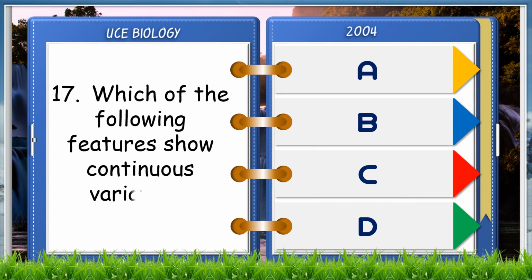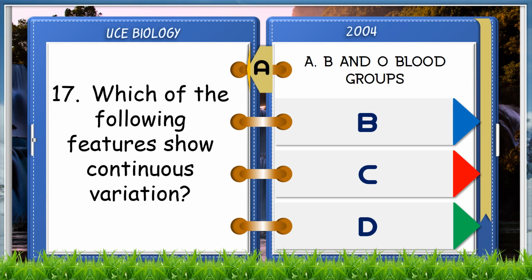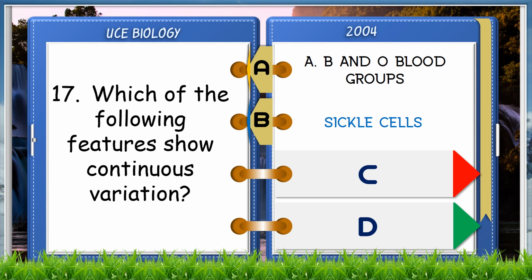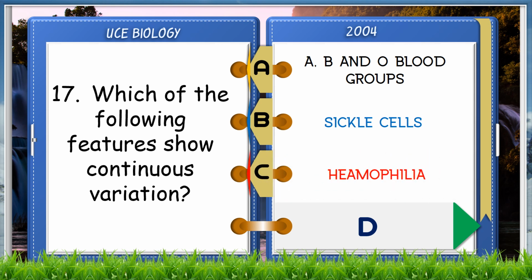Which of the following features show continuous variation? A. A, B, and O blood groups. B. Sickle cells. C. Hemophilia. D. Height. And the answer is D. Height.